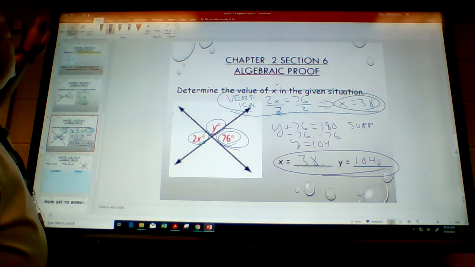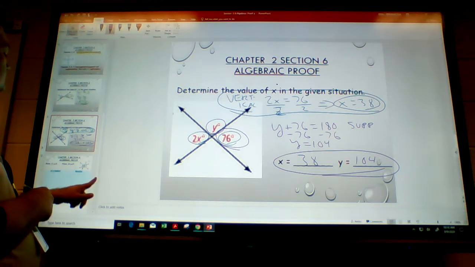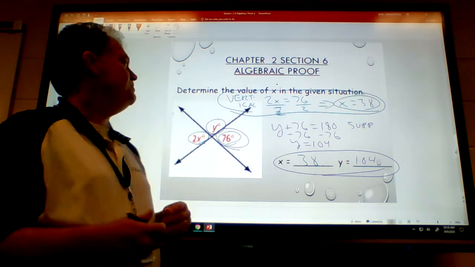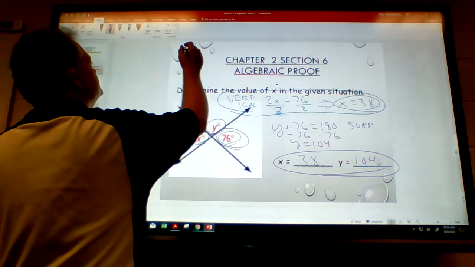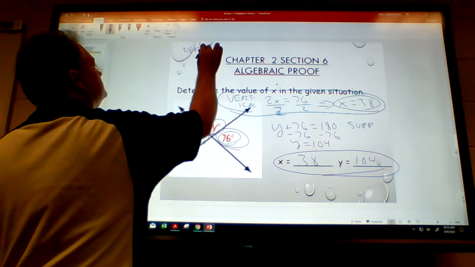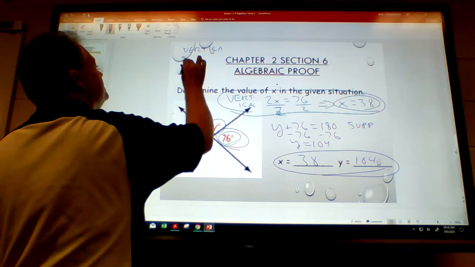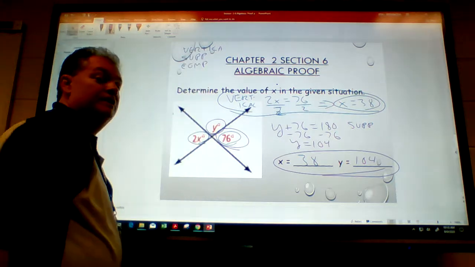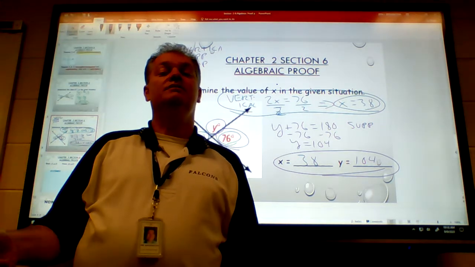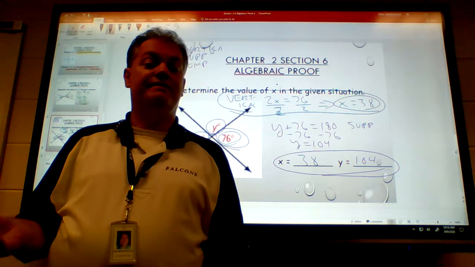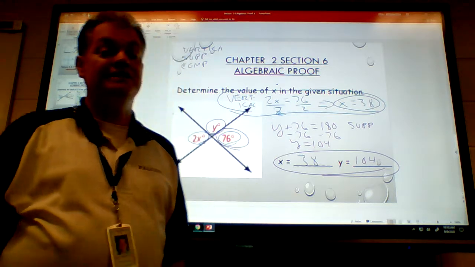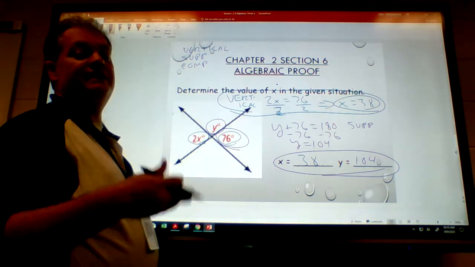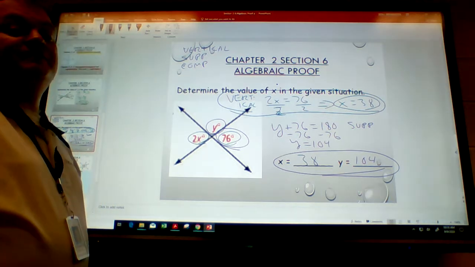All right. Basically, here's what you have to determine before I move on to the next part. You need to know three things. Are the angles vertical? Are they supplementary? Or are they complementary? You've got to ask yourself those three questions. If they're vertical, set them equal. If they're supplementary, add them and set that equal to 180. If they're complementary, add them and set them equal to 90.